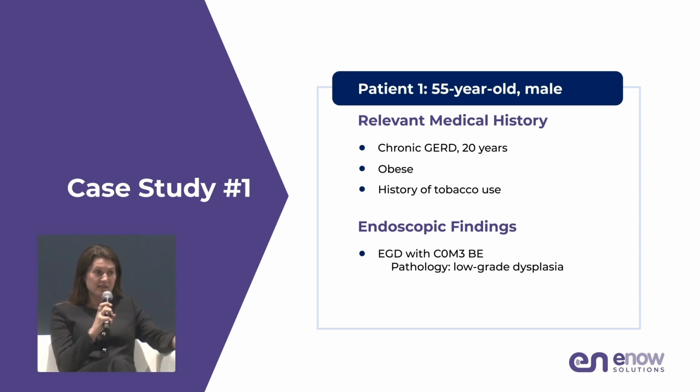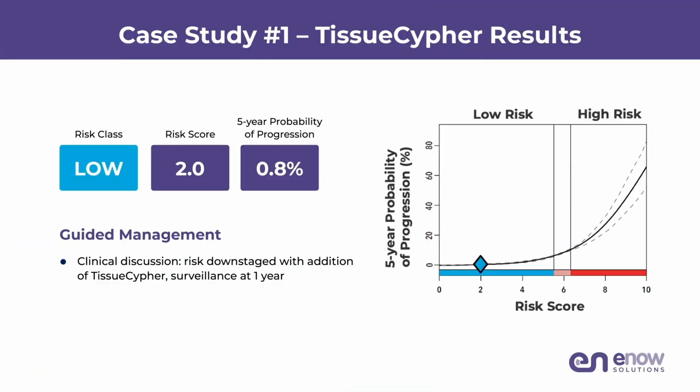So it's a great case for TissueCypher low grade. And you do the test, and it comes back as low risk. So when you look at the way the score is presented, you're going to get a few different pieces of helpful information. So the risk class is low, the score is 2.0, and importantly, the 5-year probability of progression is 0.8%. So on histology, in a 3-centimeter segment, this was non-dysplastic. This was low grade. But your probability of progression is extremely low, more in the realm of what we think of for a non-dysplastic. And so after a discussion with the patient, and of course incorporating their wishes, their preferences, this is actually a reassuring test.